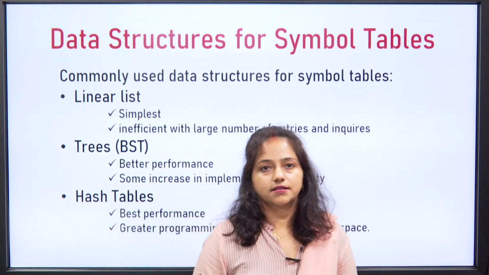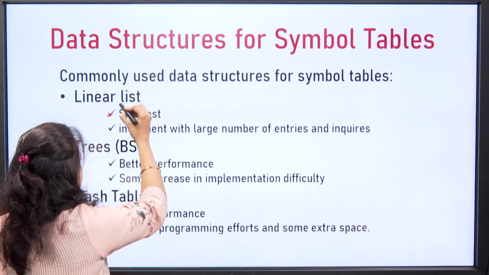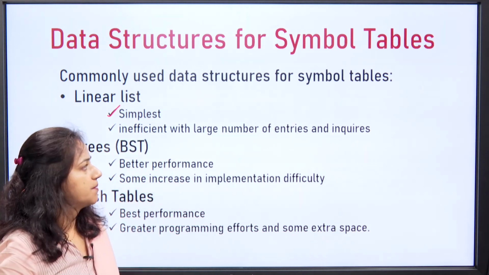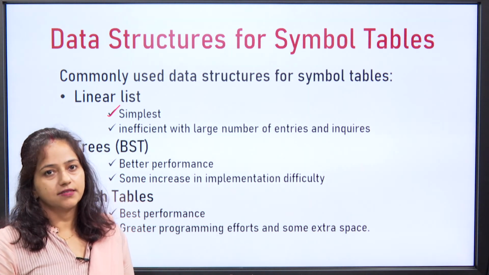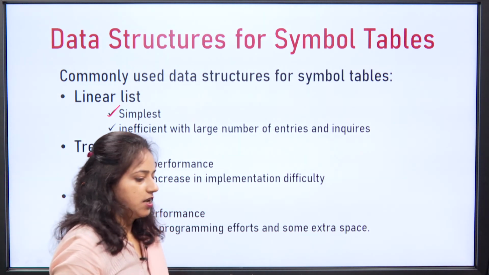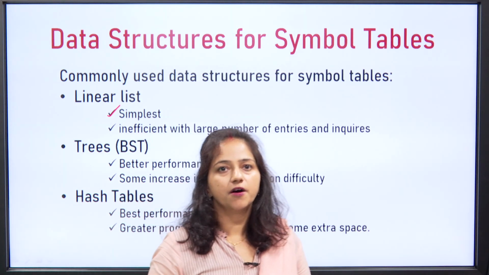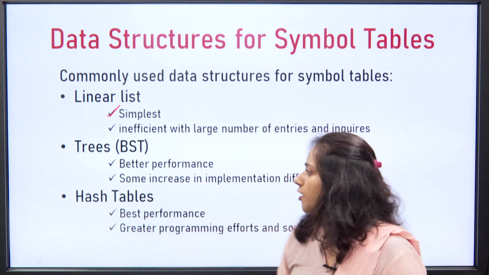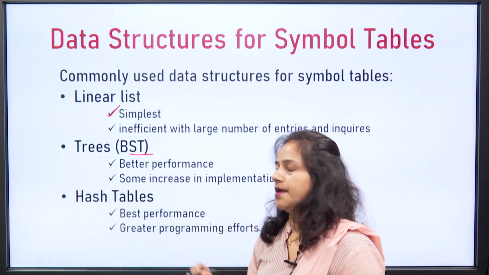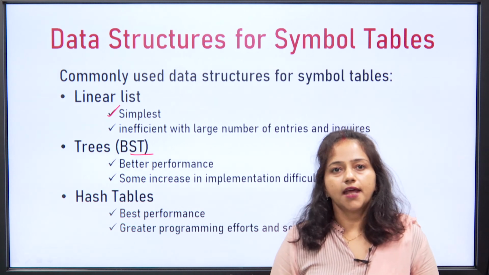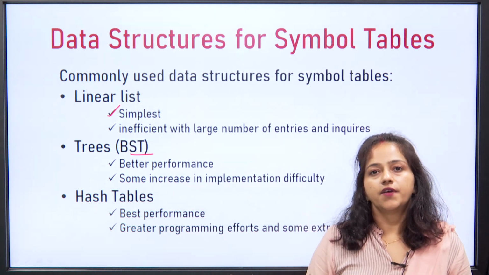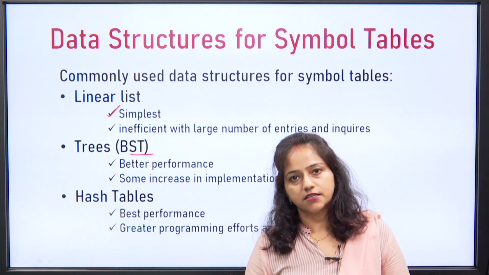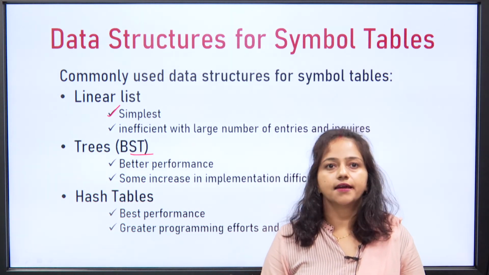So, linear list is actually the simplest form of representation and it is inefficient with large number of entries and inquiries. So, if entries or inquiries are large, then this type of structure will be inefficient in designing the symbol table. Now, next is trees or BST type structure, where a tree type structure is maintained, where the record will have its two pointers, one is left and one is right pointer, basically left child and right child.